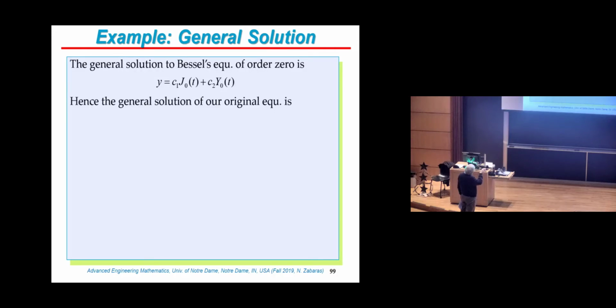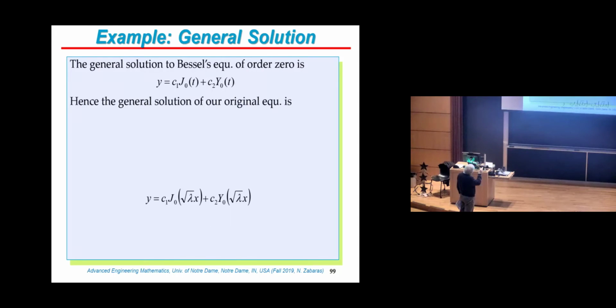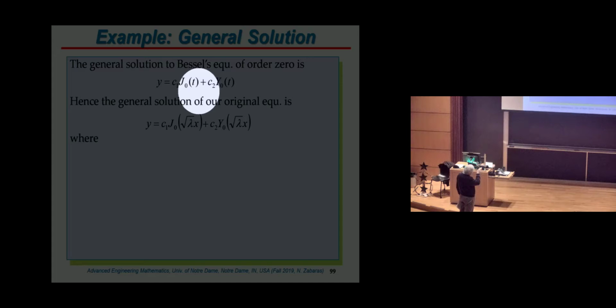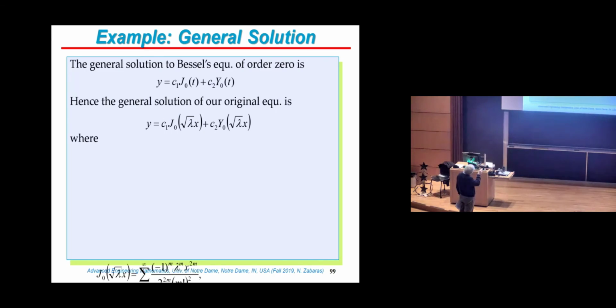So I remind you there are two fundamental solutions to the Bessel equation. This is of the first kind, and this is of the second kind. And the expressions, so the solution will be a combination of the two. And I'm going back to the original variable x now. The original t, square root of lambda times x.